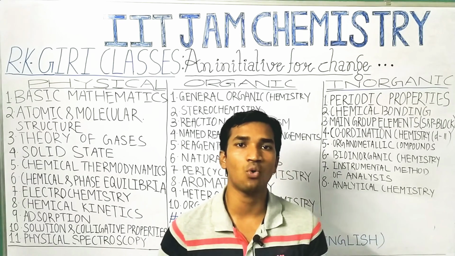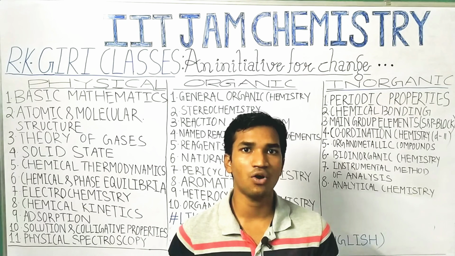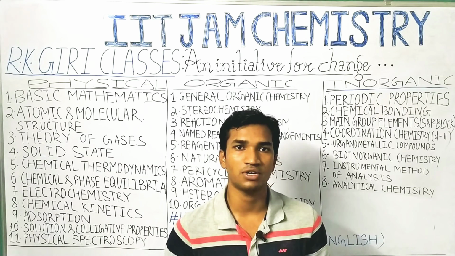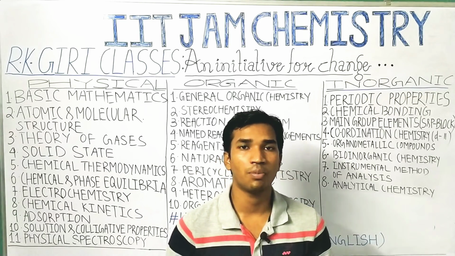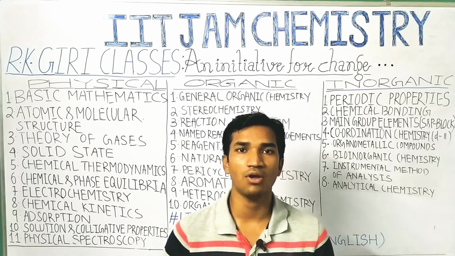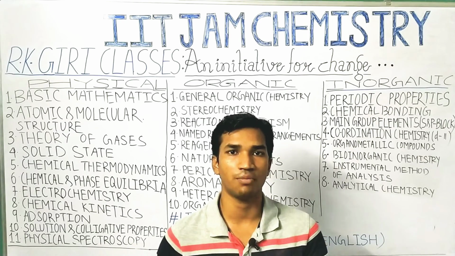That means you have to score 55% in aggregate if you are in the general category, OBC category or EWS category. But if you are in the SC or ST category, then you have to score 50% in aggregate. That must not be rounded off. Suppose your mark is 49.5% and rounds up to 50%, still you are not eligible for this examination. That must not be rounded up.